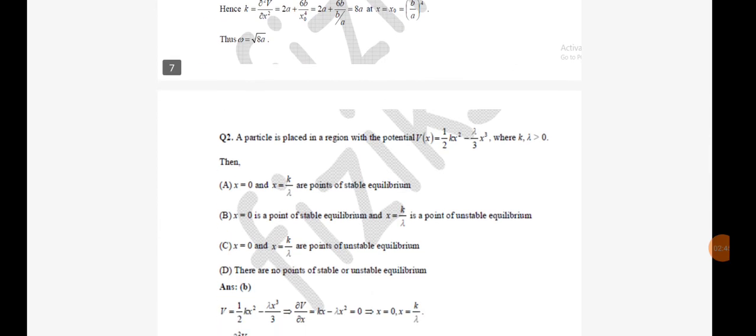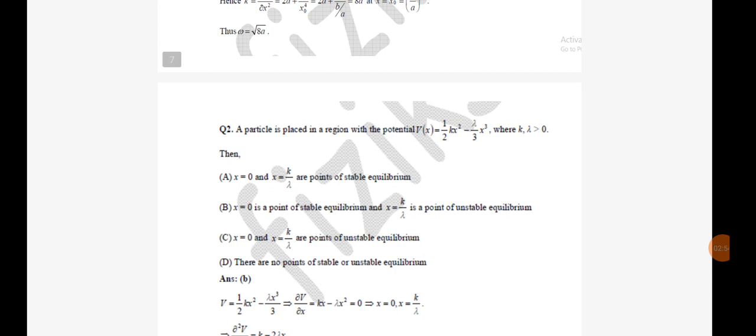The next problem deals with the conditions for stable equilibrium and unstable equilibrium. Just go through the question first. A particle is placed in the region with a potential V of x equivalent to half k x squared minus lambda by 3 x cubed, where k and lambda are greater than 0. Now we have to find among the four options which one is right.